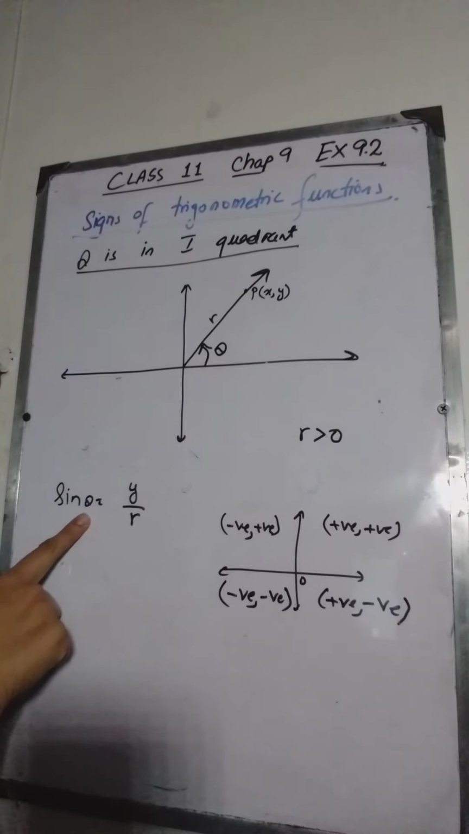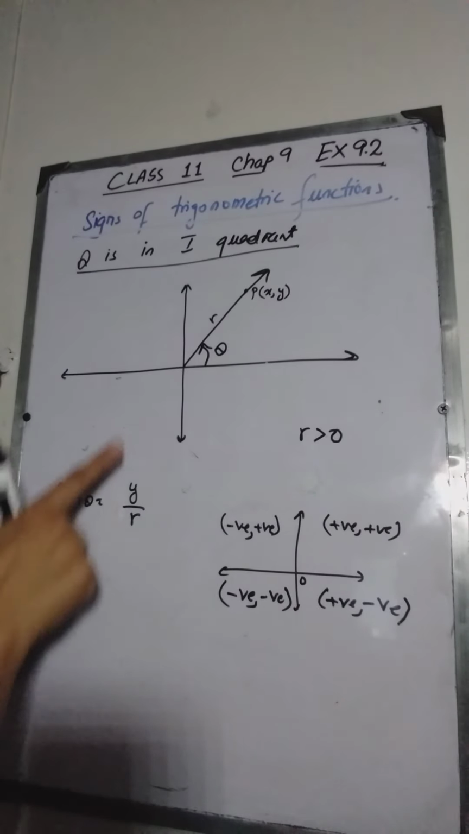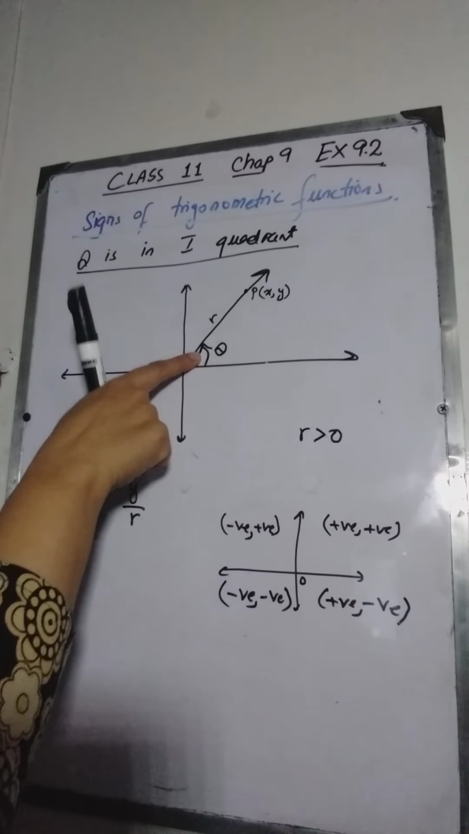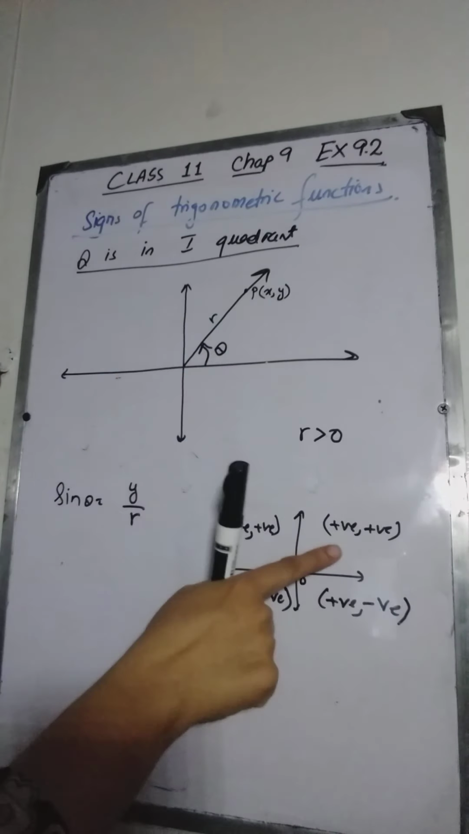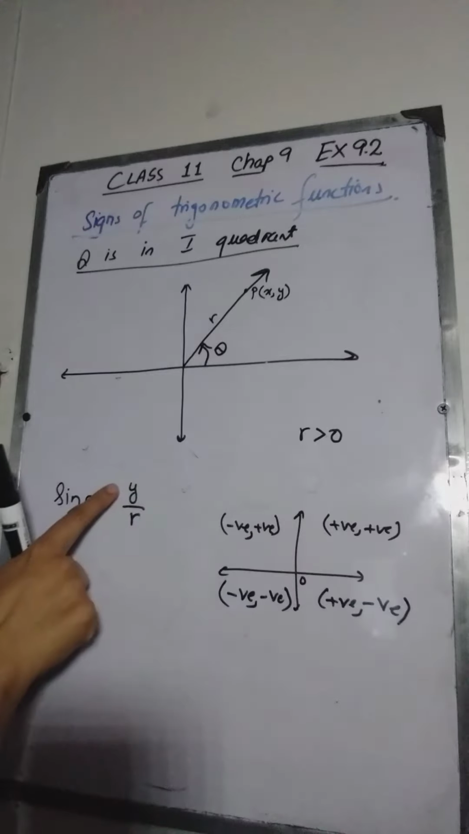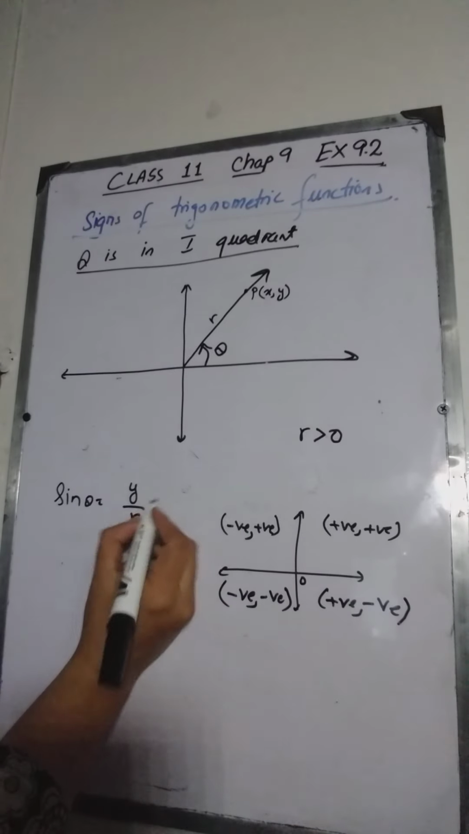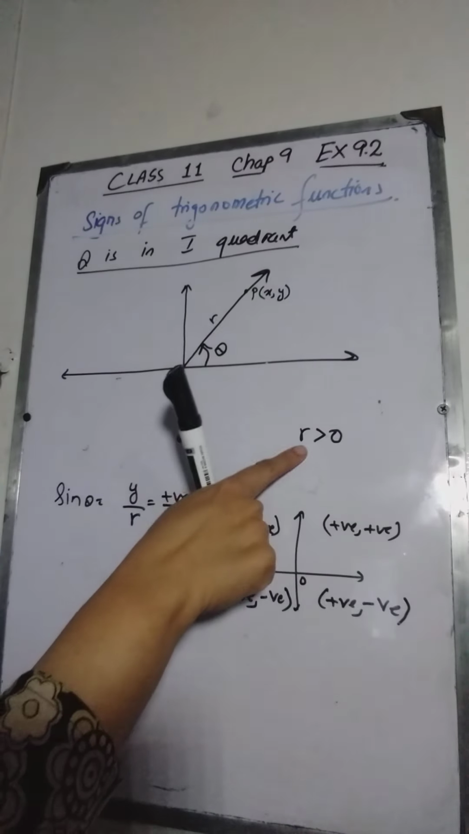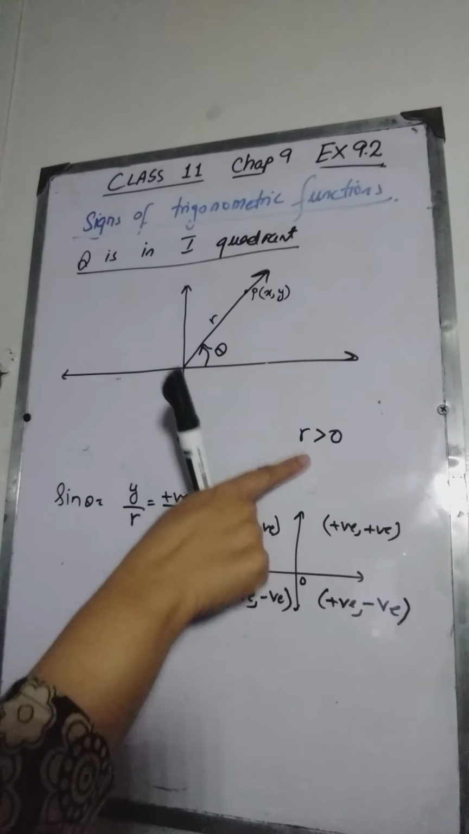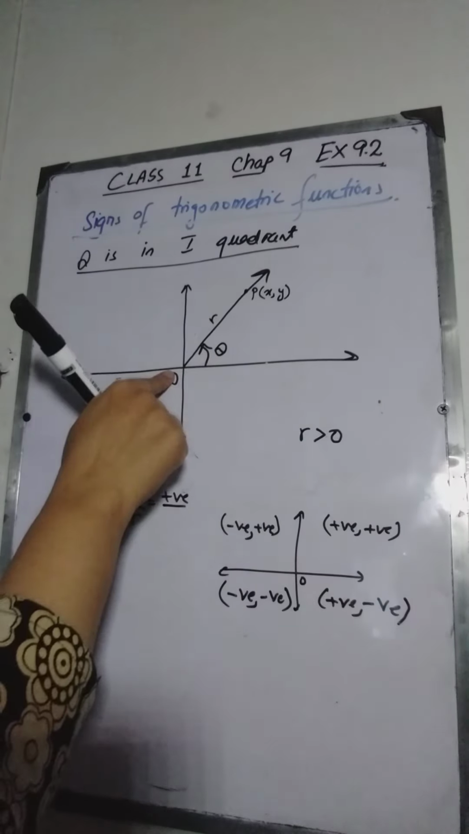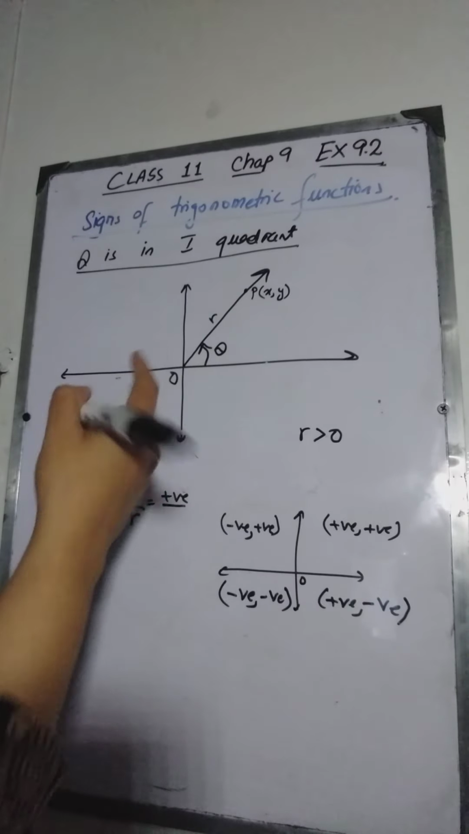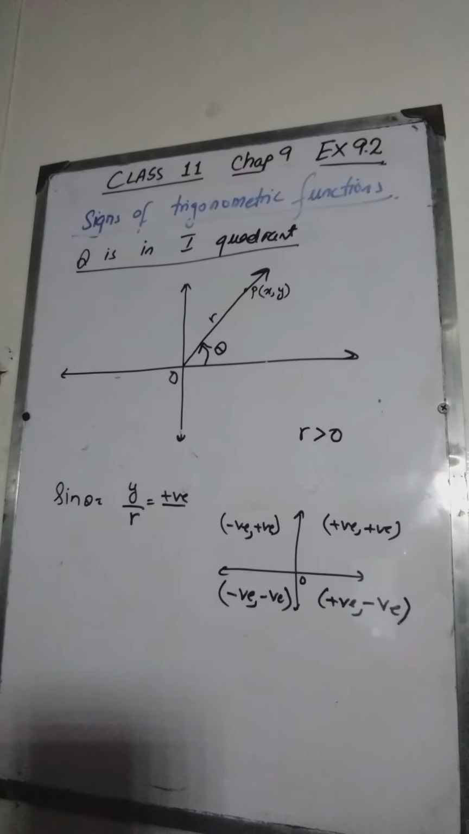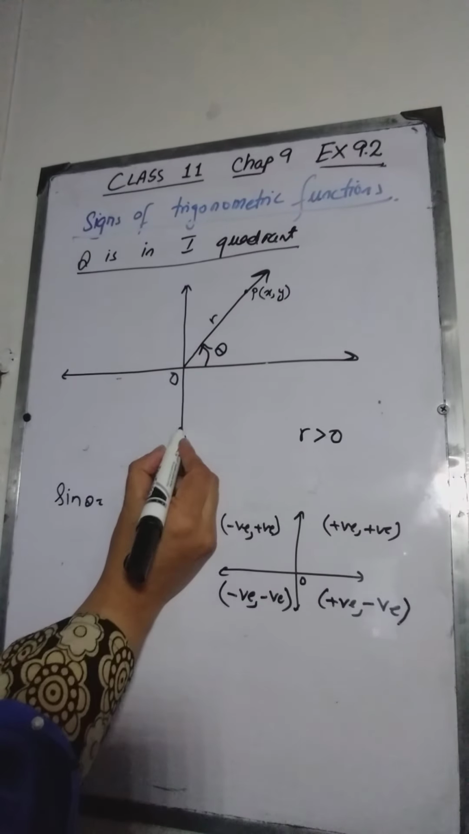Now, sine theta is equal to y over r. If theta is in the first quadrant, it means the y coordinate of this point will be positive. And r, we know, is always positive because it is the distance between the origin and this point, and distances are always taken as positive. We can't take distance negative; they are never negative.